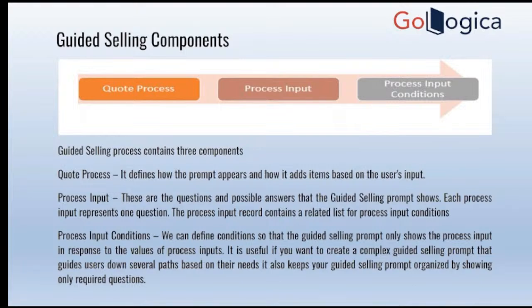If I'm looking for sportswear, they will ask further questions. Under sportswear, are you looking only for shoes, or for dresses, or socks, or whatever product line they may have. Process input conditions are the conditions based on the guided selling prompt, which only shows the process input in response to a process input. Whatever response we get, my process input conditions will be based on that.